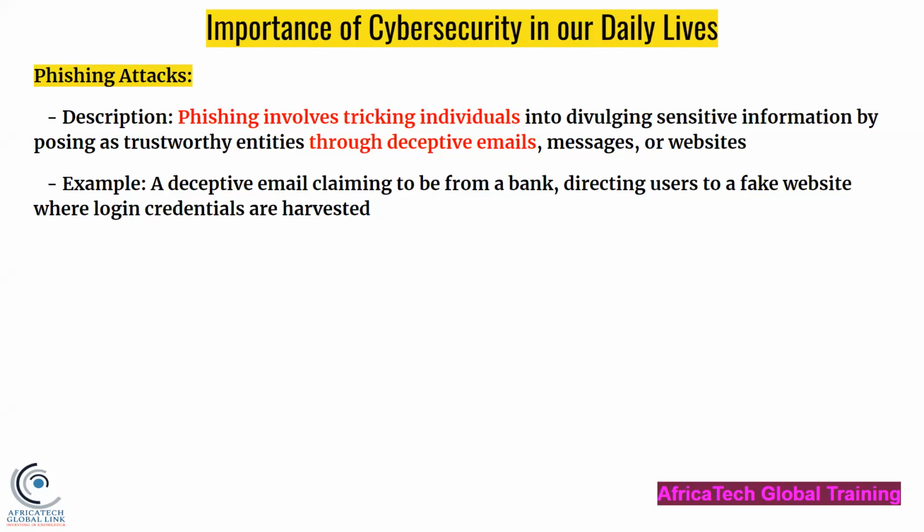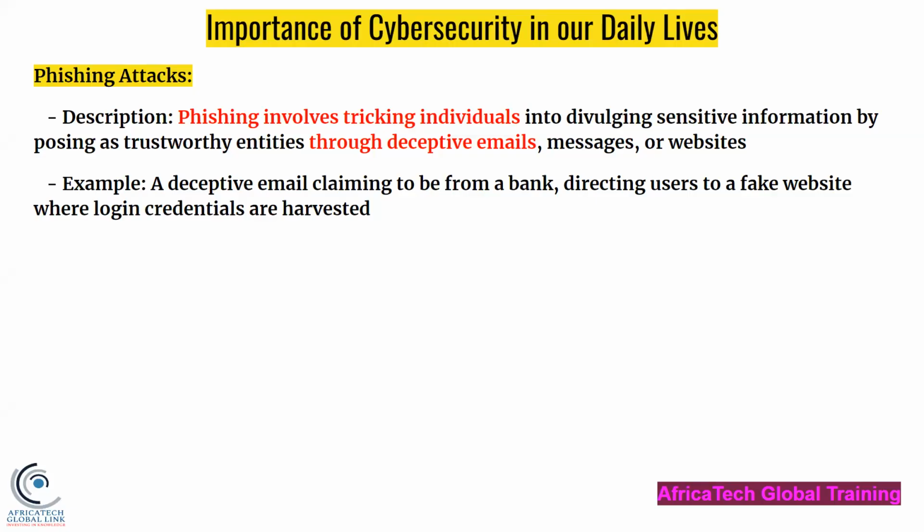A deceptive email claiming to be from a bank, from Bank of America. I just want you to give me that PIN that you just received, maybe, and boom, he got access. He will take all your money before you call the bank. It will be gone, and there's no way to track him, because even the number he called you from was just a fake number. Directing users to a fake website where login credentials are harvested.